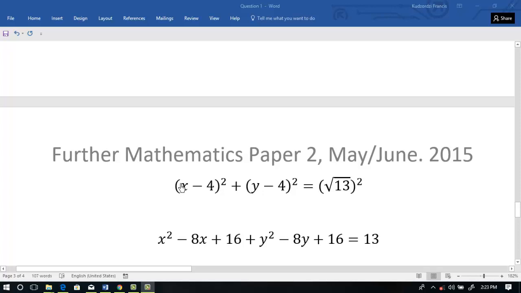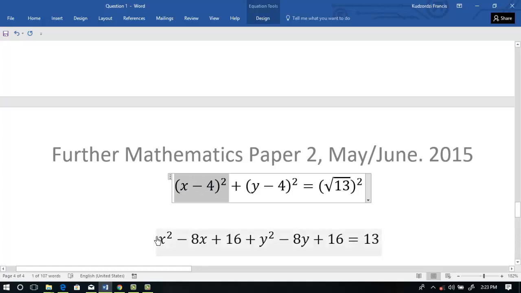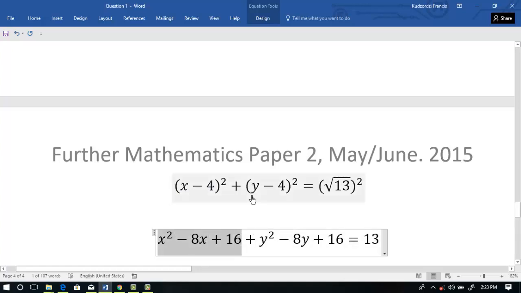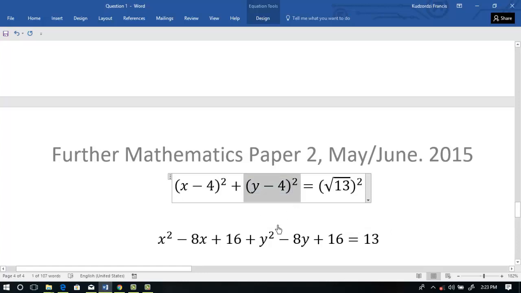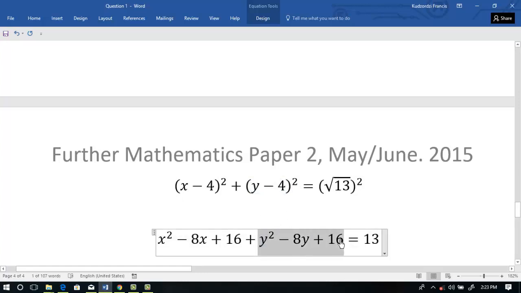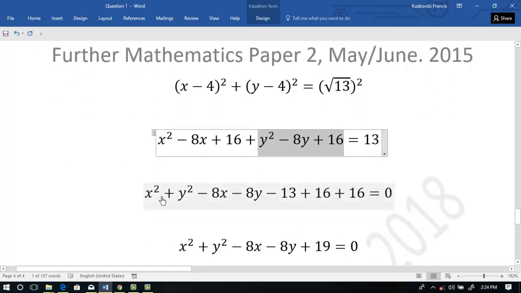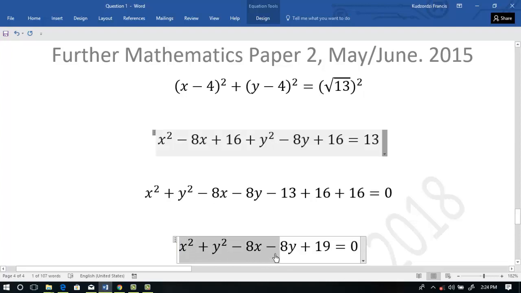So if you expand this, you get this. And if you expand this, you get this. Then this will give us this. So we can simplify further by grouping like terms and equating everything to 0, to obtain the equation of the circle: x squared minus 8x minus 8y plus 19 is equal to 0.